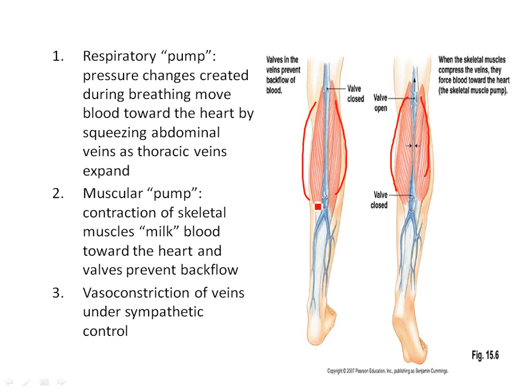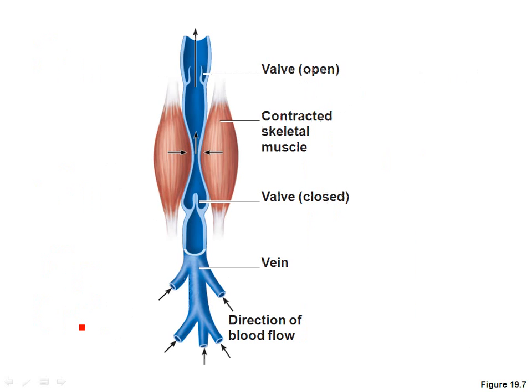And then we have vasoconstriction of veins. Now, a lot of times you'll see that the three mechanisms that are listed are your respiratory pump, your muscular pump, and then the valves will be listed as the third. But in reality, there are four mechanisms, because that vasoconstriction of veins also is going to, as the vasoconstriction occurs, force the fluid, the blood within those veins, to move along the passageway. All right, so let's look at these illustrations.